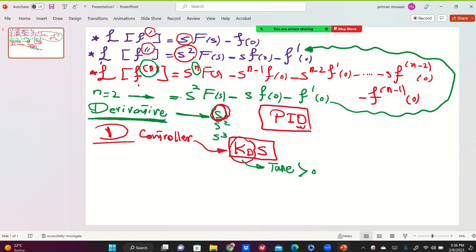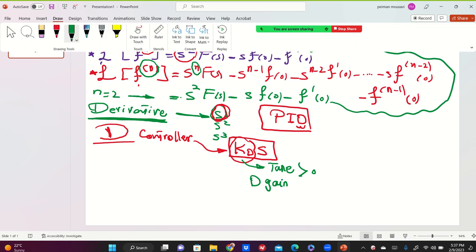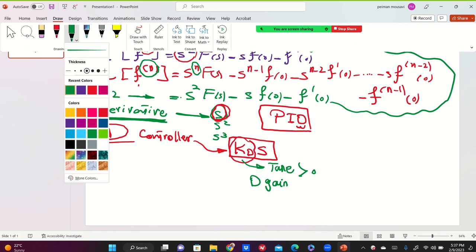Okay, D controller. This is the D gain. We say derivative gain tuning. Any question, guys?